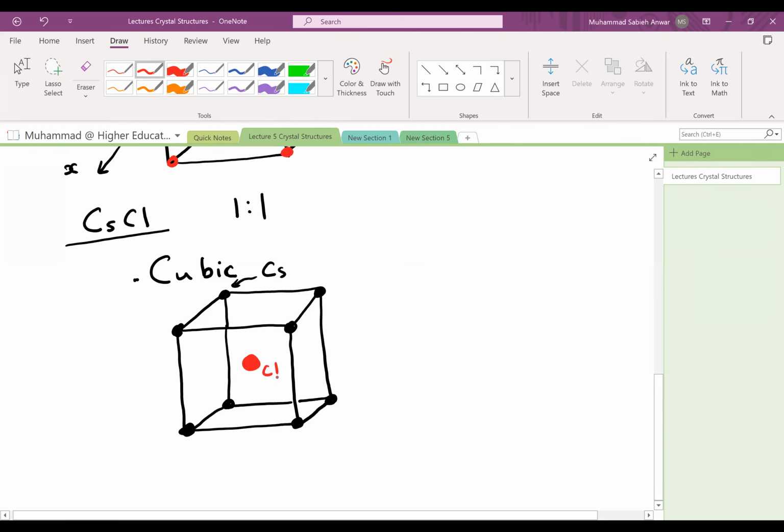Now, is this a legitimate structure? Are cesium and chlorine in the ratio 1 to 1? Yes, they are, because there's one cesium atom in the unit cell and one chlorine atom. The one chlorine atom is totally enclosed within the unit cell, so it doesn't leak out of the unit cell and go into a neighboring unit cell. You can always adjust the origin of your unit cell so that the edges coincide with the lattice vectors and so on. But there is one chlorine atom and one cesium atom, so the atoms are in the proper stoichiometric ratio.